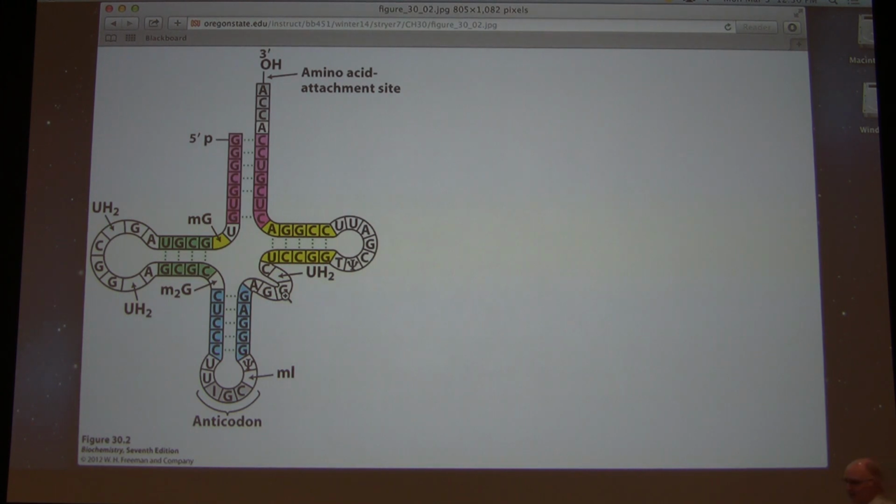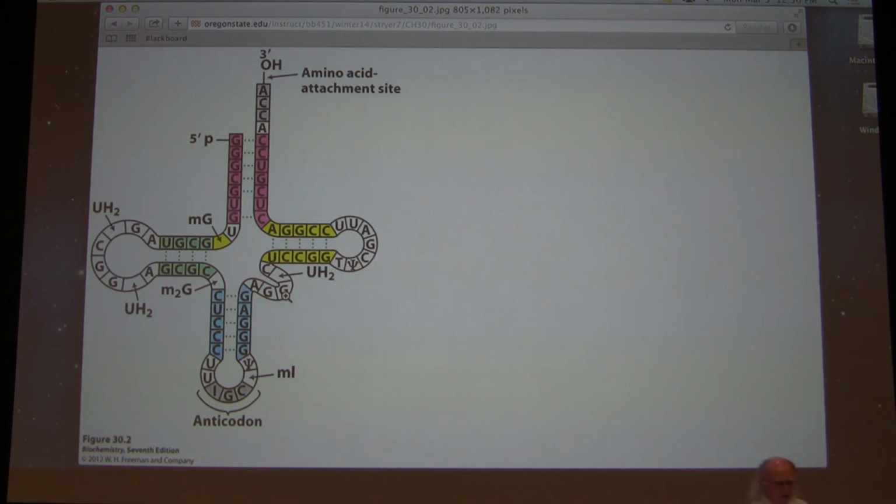There are, in fact, 20 Teri enzymes, one for each amino acid. Each Teri enzyme will recognize multiple different possible tRNAs as long as it has the right amino acid. But the size of this is bigger than some of the Teri enzymes. So how in the world does the Teri enzyme accomplish that?